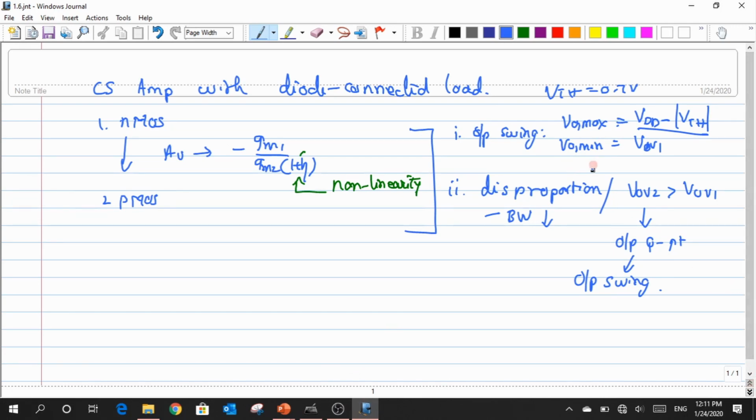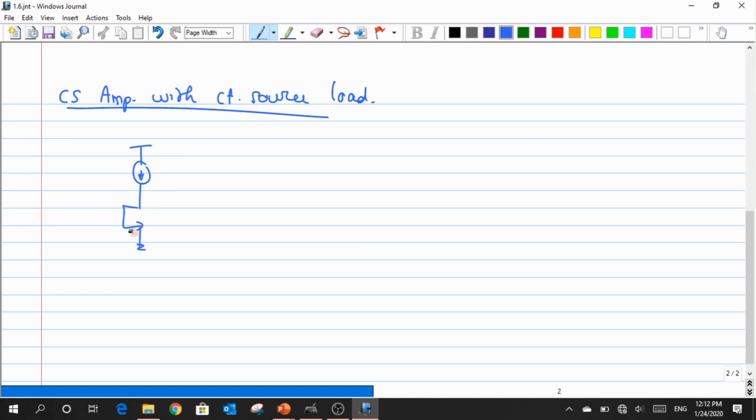So now we have spoken about these disadvantages. The major disadvantage is that my VO max has got reduced by a large quantity. Now let us try to address this, and also the disproportionality, with something known as the CS amplifier, or the common source amplifier with current source load. Generally this structure could be drawn as something like this, right? So we have a current source, and that would act as a kind of load for our input device M1.